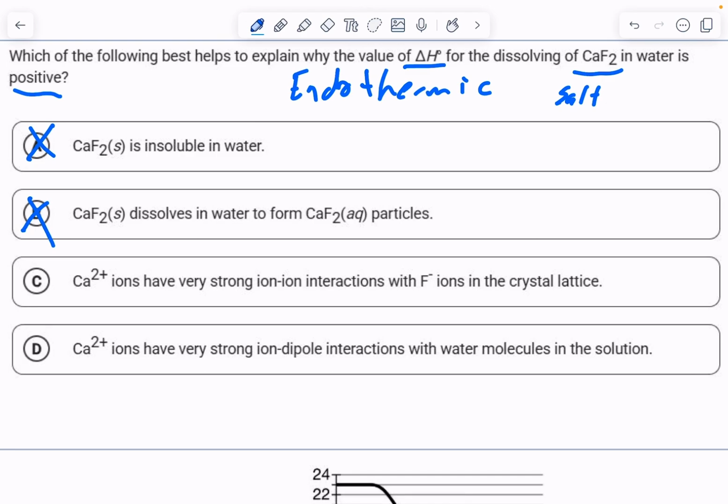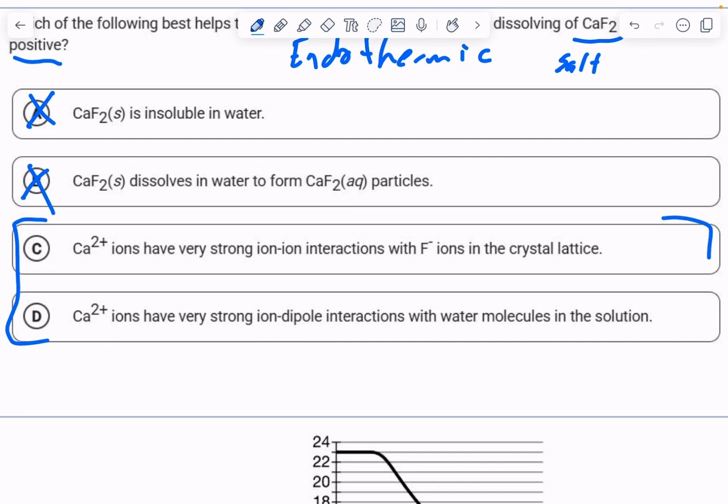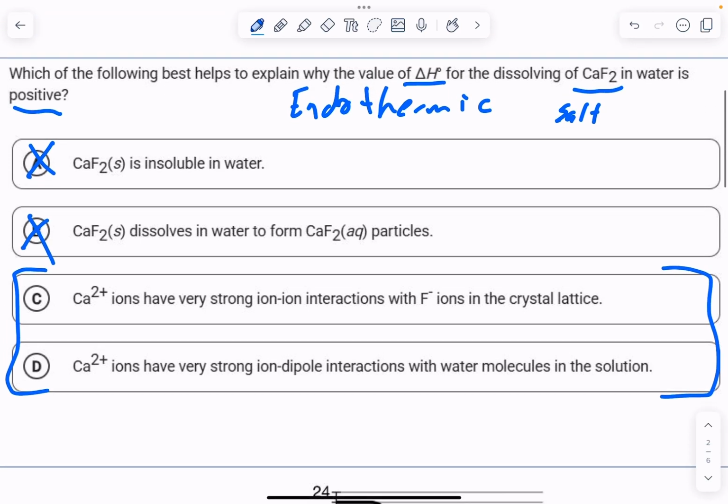Choice C says Ca2+ ions have very strong ion-ion interactions with fluoride ions in the crystal lattice. And choice D says calcium 2+ ions have very strong ion-dipole interactions with water molecules in the solution. These two I want to combine in figuring out the right answer, because we want to know why it's a positive, endothermic reaction. When calcium and fluorine combine, that's an ionic bond, so C is talking about a strong ionic bond. And D is talking about a strong ion-dipole interaction, which is an intermolecular force.